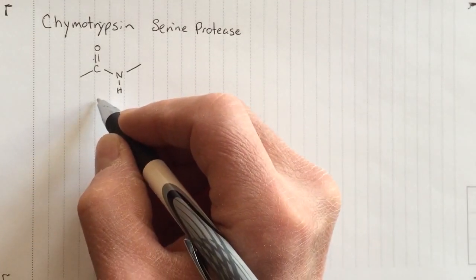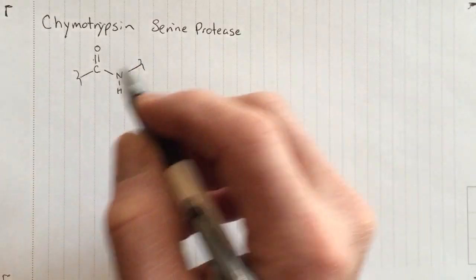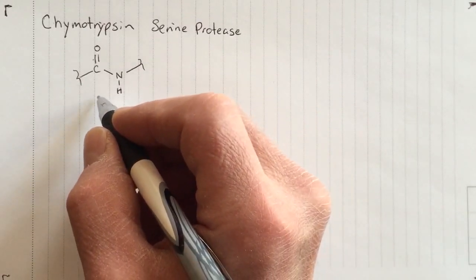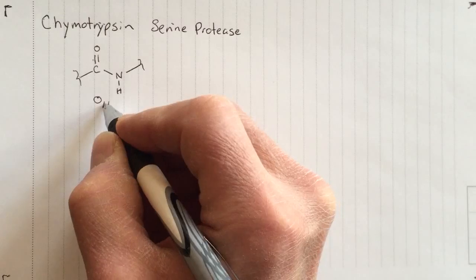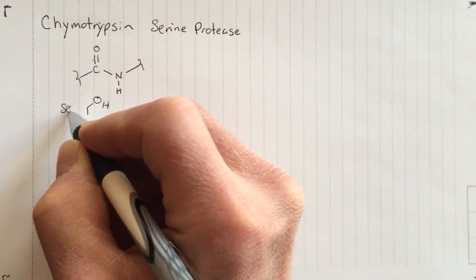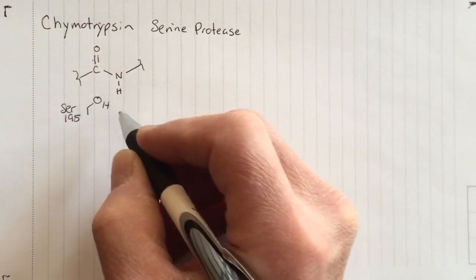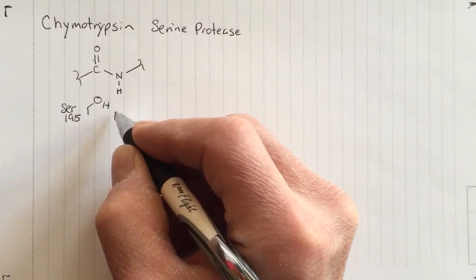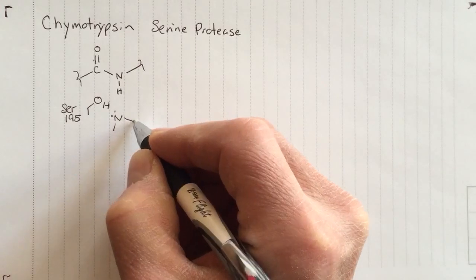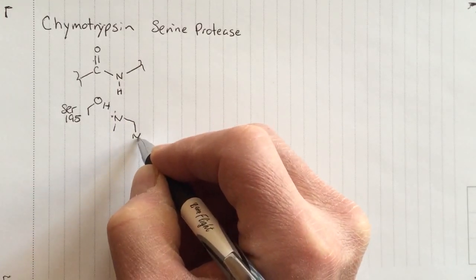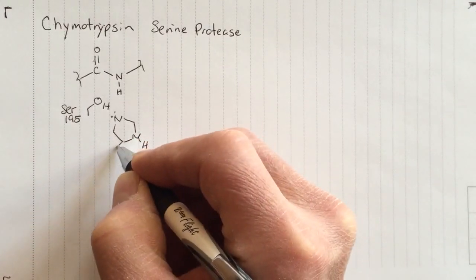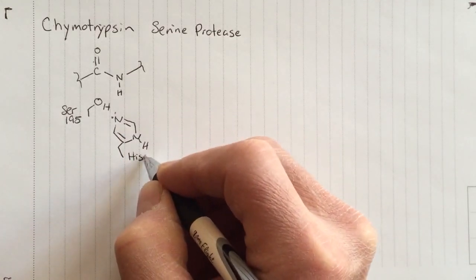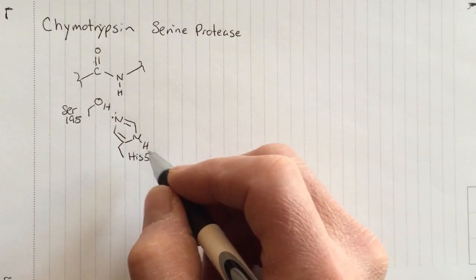And this of course is part of a polypeptide chain, potentially continuing indefinitely in each direction. And there's a highly reactive serine residue with a hydroxyl group that we'll draw in here. That's serine 195. And it's made especially reactive because of a constellation of other amino acid residues in close proximity, especially a histidine residue here. Histidine 57. And histidine 57 has special properties.